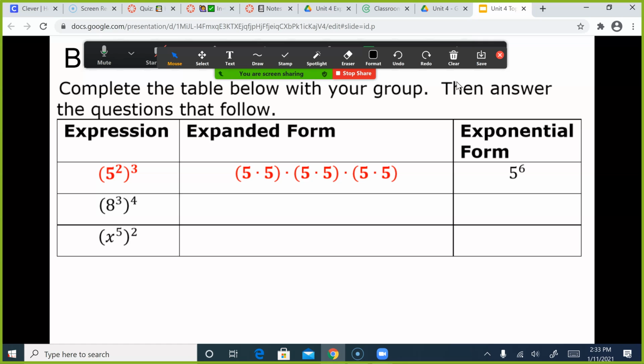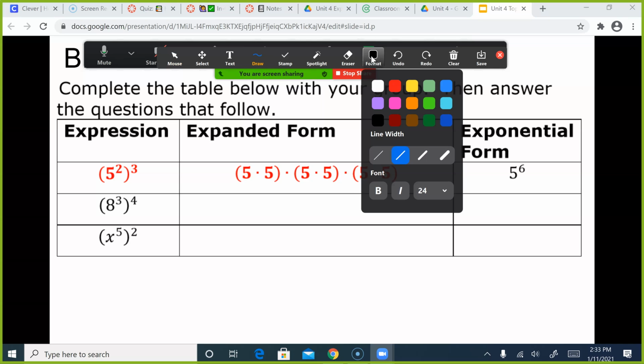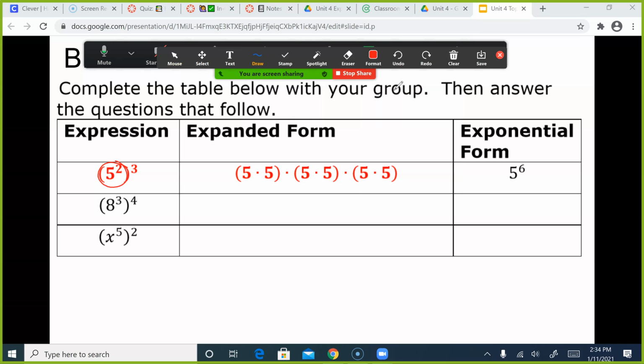So the next one is the product property, where I have an exponential inside, and I'm raising that to an exponent. So this is a power to a power. So 5 squared, 3 times. Well, what does 5 squared mean? 5 squared means 5 times 5. So I'm going to have that 3 times. So then counting them up, I have 6 5s altogether.